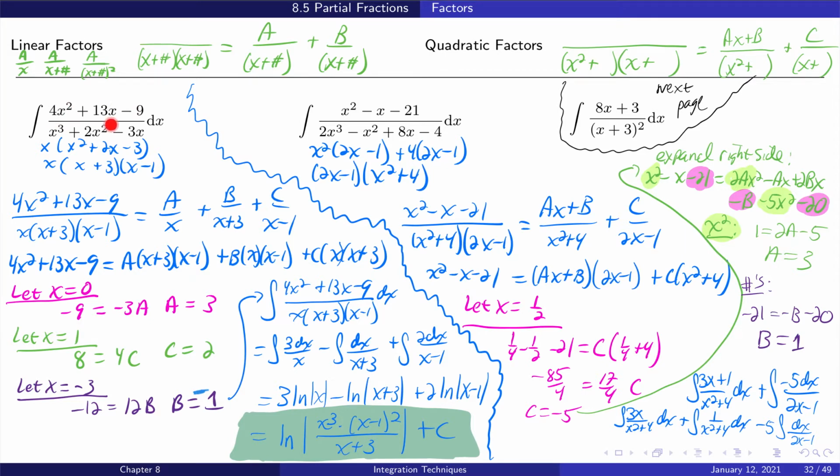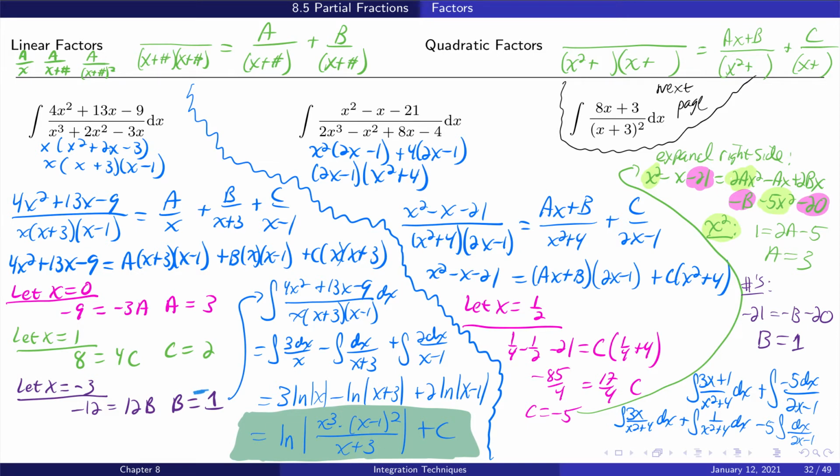Okay. So moving on, now that I've figured out what A, B, and C are, I can take this rational function, rewrite it as these three, and then the antiderivatives are very quick. 3 times the natural log of x minus the natural log of x plus 3, and then 2 times the natural log of x minus 1. All those combined using log properties produces this final answer.